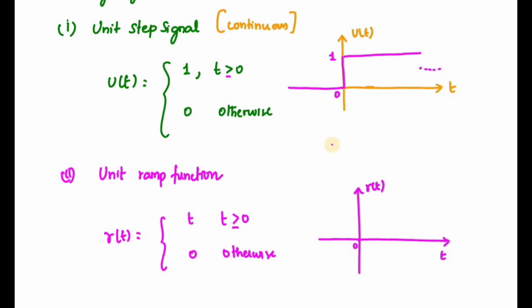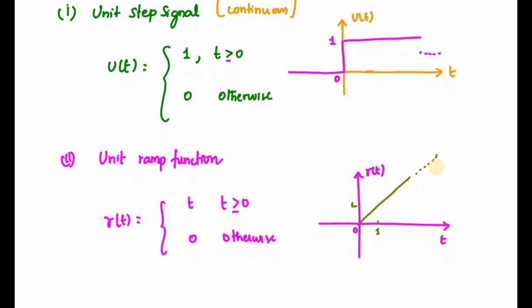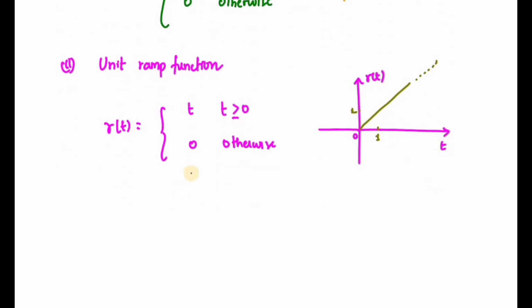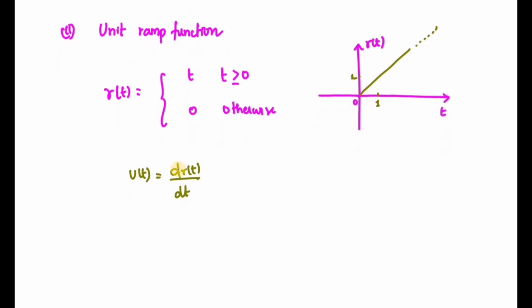When t is 1, r of t is 1. When t is 2, r of t is also 2. So you get a linear type of signal. This is your t, and it goes on, and it is 0 otherwise, that is, for negative values of t it is 0. If I differentiate r of t with respect to t, I will get u of t. In other words, r of t is equal to the integral of u of t dt.